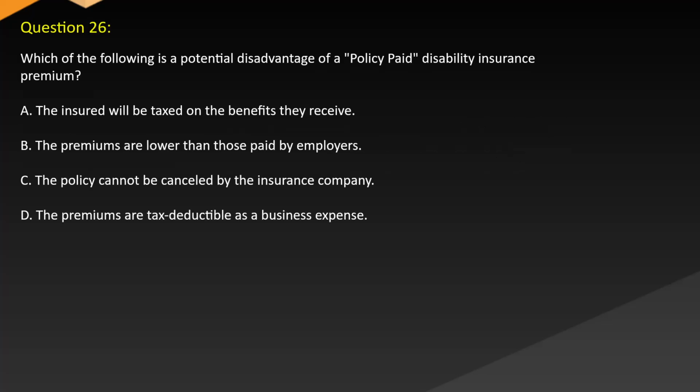Question 26. Which of the following is a potential disadvantage of a policy-paid disability insurance premium? A. The insured will be taxed on the benefits they receive. B. The premiums are lower than those paid by employers. C. The policy cannot be cancelled by the insurance company. D. The premiums are tax deductible as a business expense.